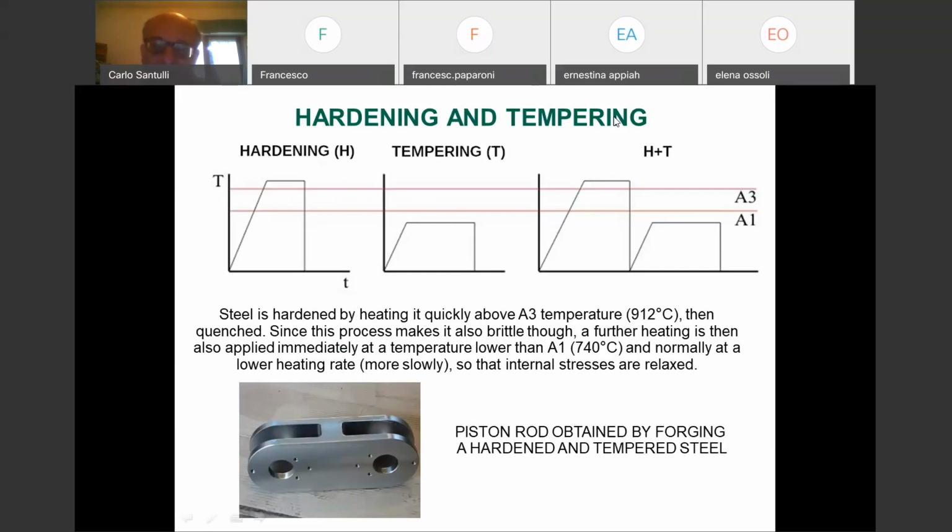Even if you have the semi-finish, then you need to work it out, cut it, and so on. And of course, it's very hard. You can understand that the cutting might be the operation. This is an example. For example, this is a piston rod, which is obtaining forging. For example, here you have hardened and tempered, and then you have forging, which means that you heat it again, probably not at very high temperature, but you need to work it again.